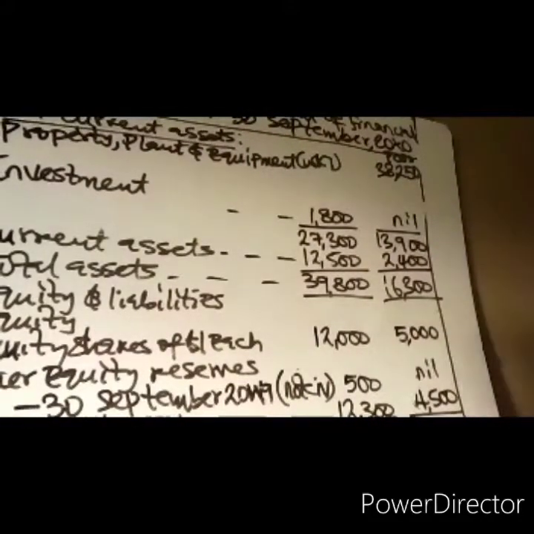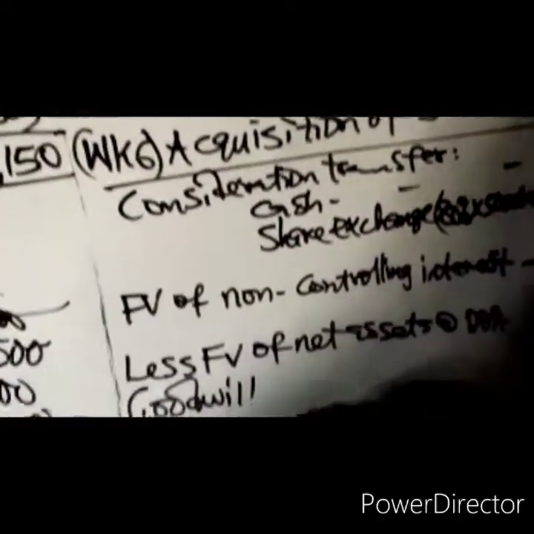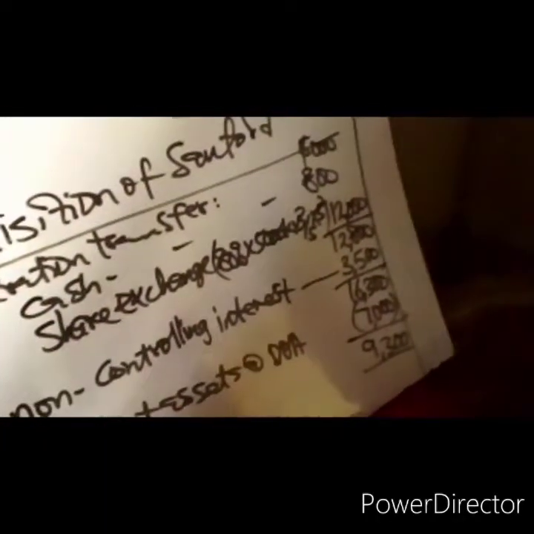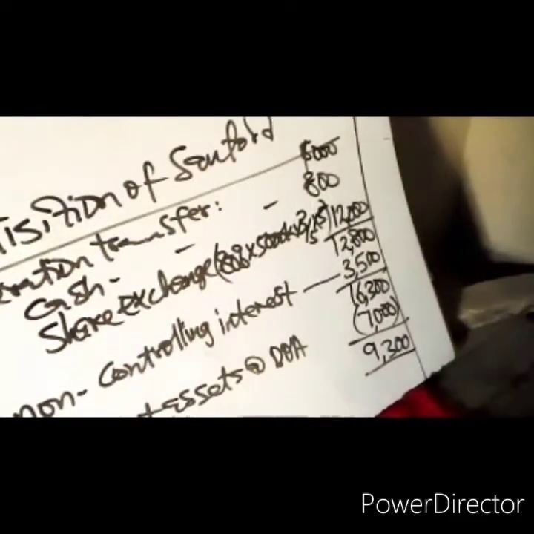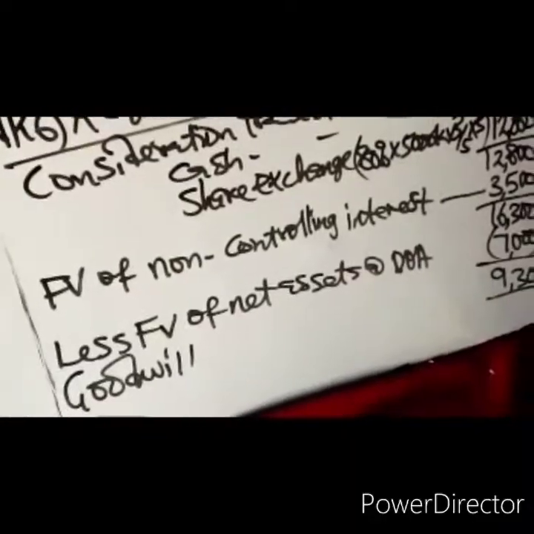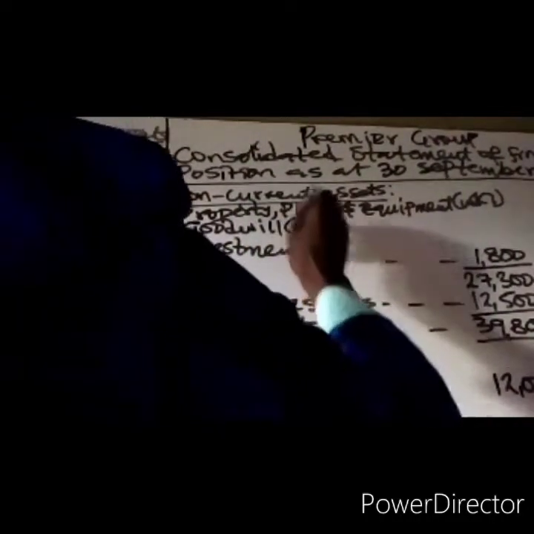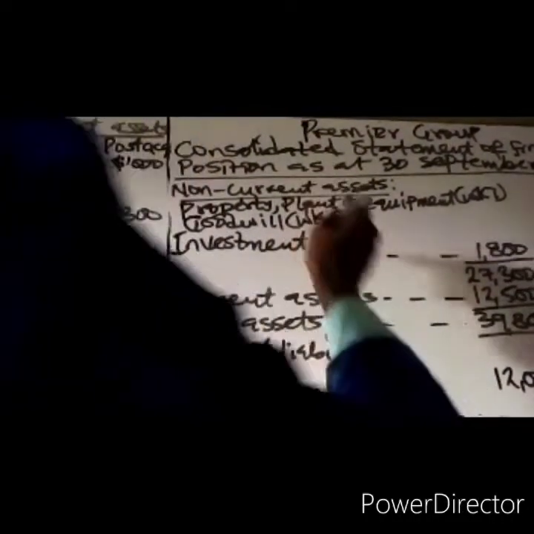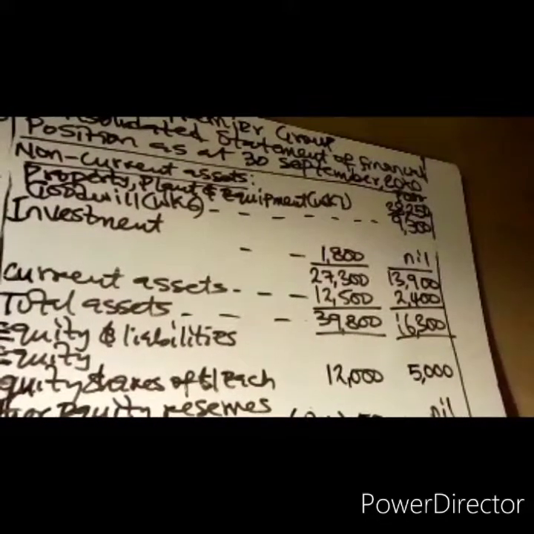Then we have Goodwill, working 6. Goodwill, and we got 9,300. That is our Goodwill. So Goodwill, that is from working 6. 9,300.